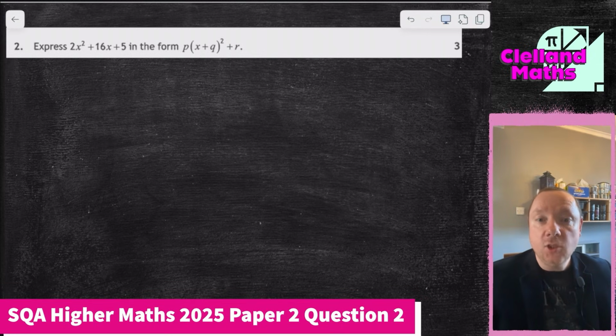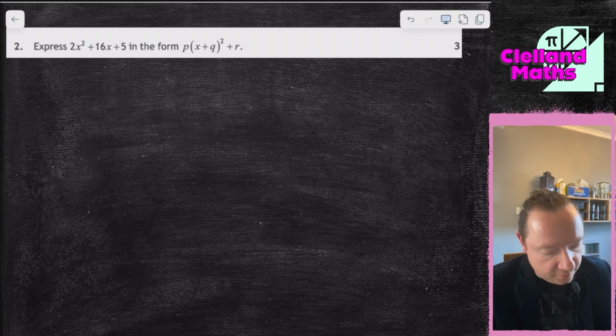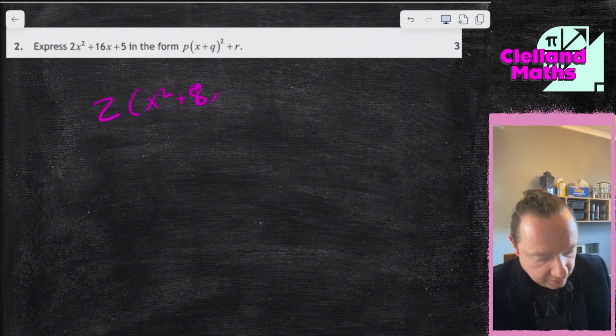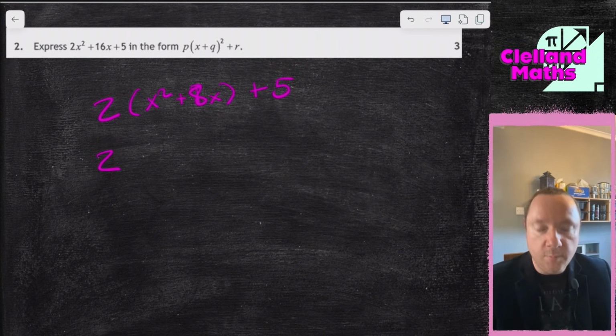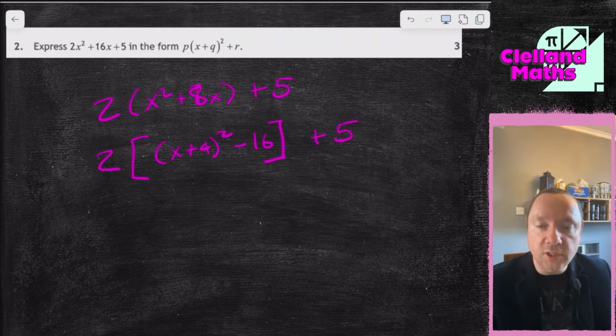SQA Higher Maths 2025, Paper 2, Question 2. Express 2x squared plus 16x plus 5 in the form p times x plus q all squared plus r, completing the square. So how this works is, you take 2 as a common factor of the first terms, x squared plus 8x. Then you've got plus 5 hanging out, and you complete the square in the x squared plus 8x. So that's x plus 4 all squared. Remember to take away 4 squared. But that's stuck inside this bracket, and the 5 is hanging out on the outside.